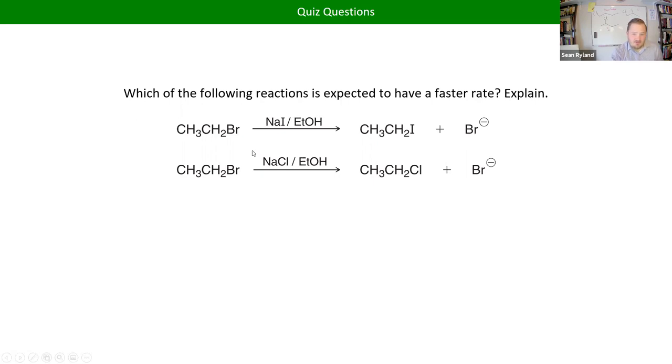Any questions on that? I wasn't even thinking the strength of the nucleophile. I was thinking the strength of the hydrogen bond that formed with the solvent in the product. Right. And so that's exactly that.